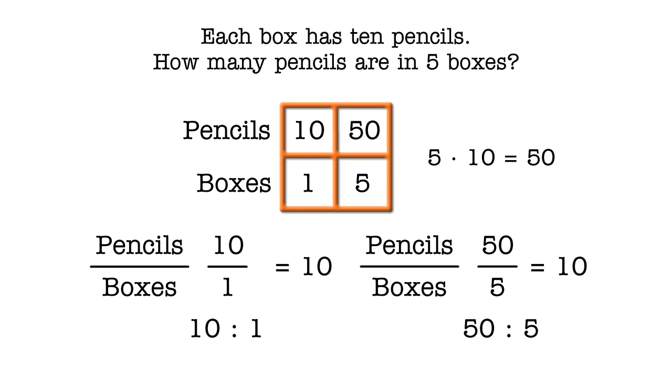Another way to write ratios is like this. These are read as 10 to 1 and 50 to 5. Quite often we use a different way to describe a ratio. In this case, it would be pencils per box. You're probably already familiar with many ratios that are described this way, but you may not have known that they're ratios.